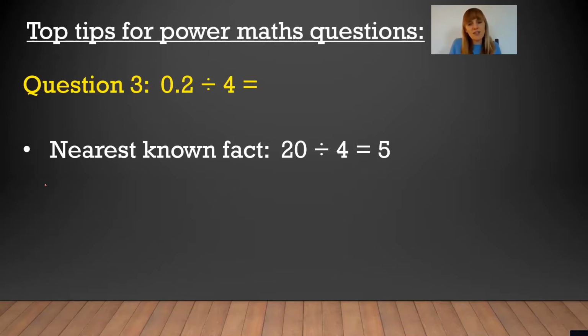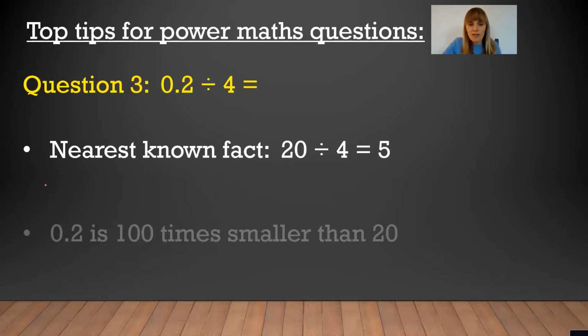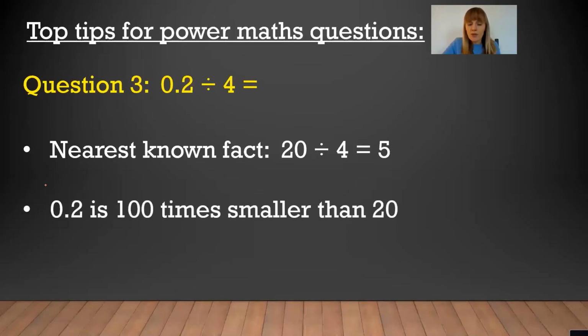Now, this makes it sometimes difficult to spot and sometimes a bit harder to think, well, what is the known fact that I need? So sometimes with your decimal, you might need to multiply by 100 rather than just 10 to try and grasp your known fact to start with. So if I know that 20 divided by 4 is 5, and I know now that 0.2 is 100 times smaller than 20, that means I've got to then divide 5 by 100 to give me an answer of 0.05.